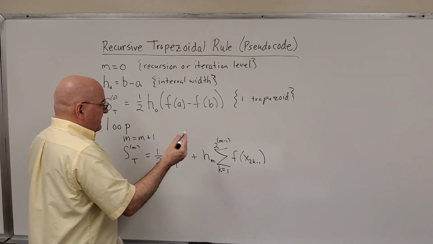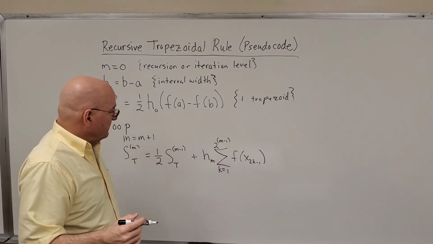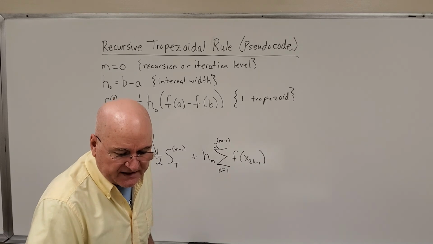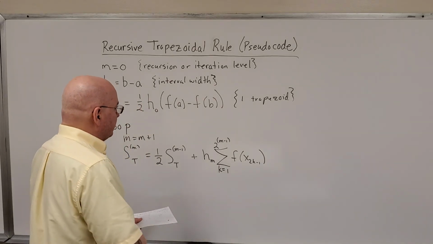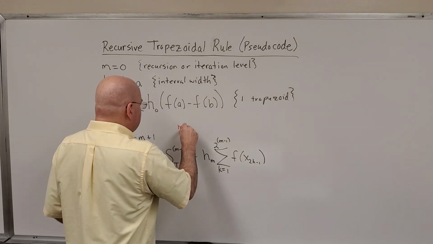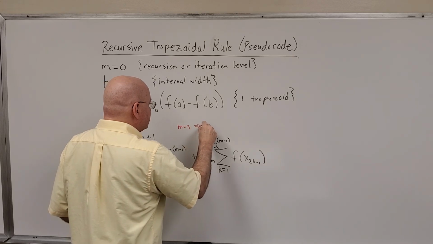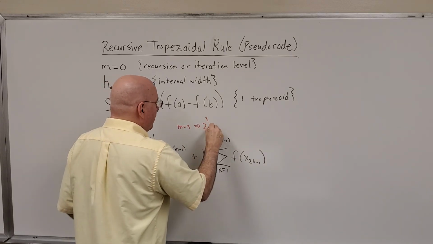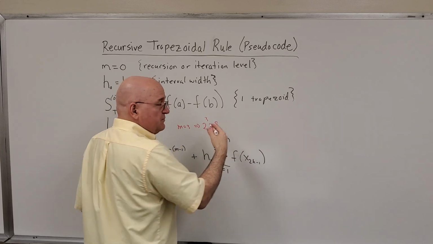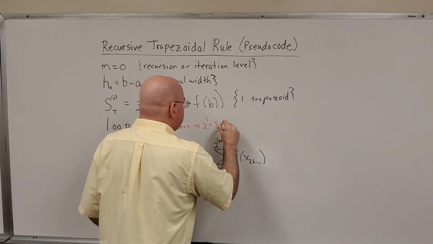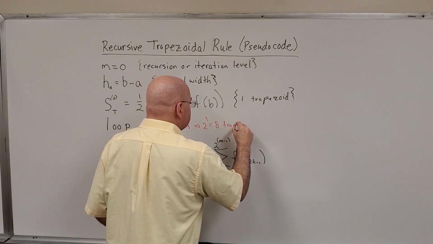Okay, so let's say that m is equal to 3. I just want to justify this statement for a minute. M equals 3 implies 2 to the 3rd, or 8 trapezoids or intervals. I'll put 8 trapezoids.